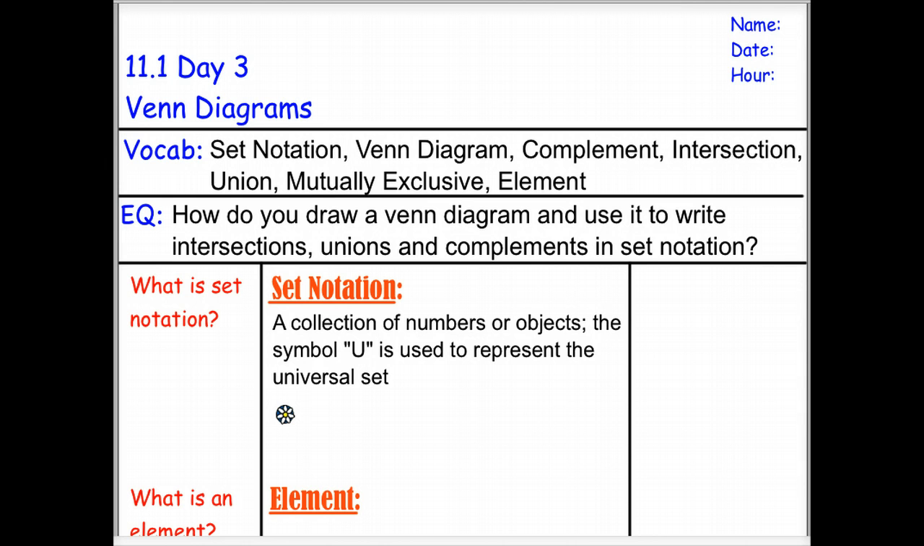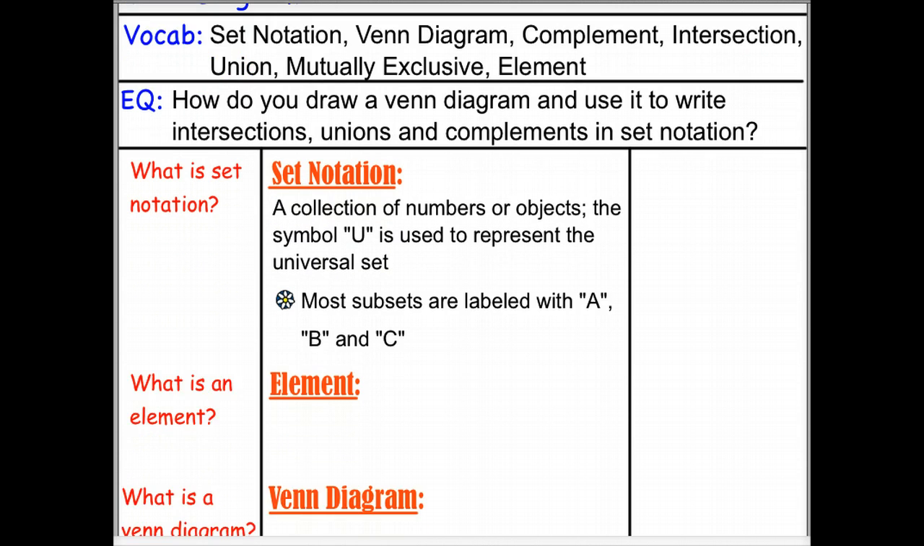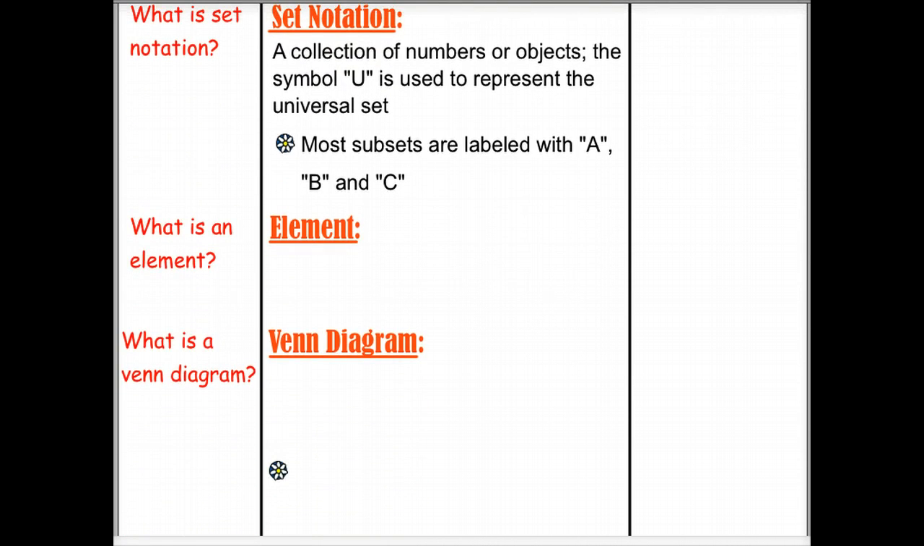Set notation is a collection of numbers or objects. The symbol U is going to be used to represent the universal set, or the total encompassing of everything we're dealing with. And when we talk about most subsets, they're going to be labeled with A, B, and C. You typically won't have more than 3 subsets. Now, when we talk about an element, you'll hear this term quite often. An element is each number or object in a set. It's that member of the set.